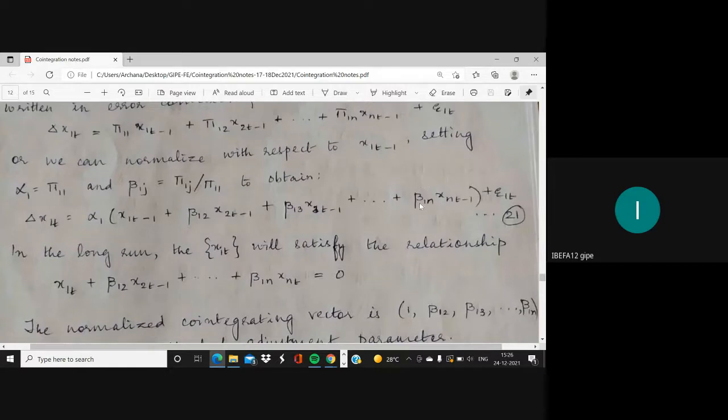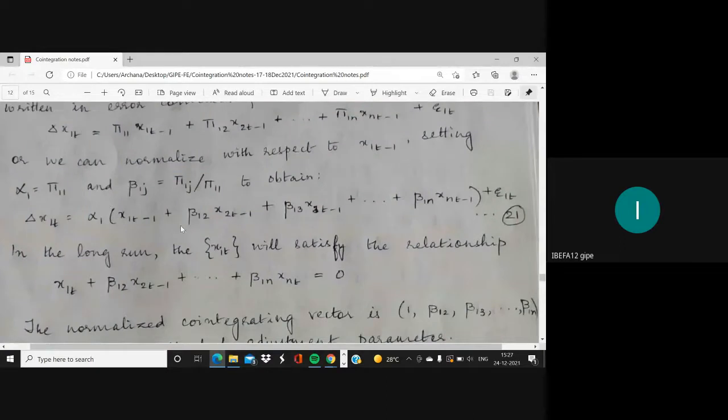Similarly here, I hope you have got the drift now. Beta 1n is nothing but pi 1n; since you're looking at the nth column, it will be pi 1n by pi 1 1. This is your beta 1n, this new coefficient. So what is alpha 1? Alpha 1 is simply pi 1 1, and alpha 1 here will give you the error correction parameter or the speed of adjustment parameter.